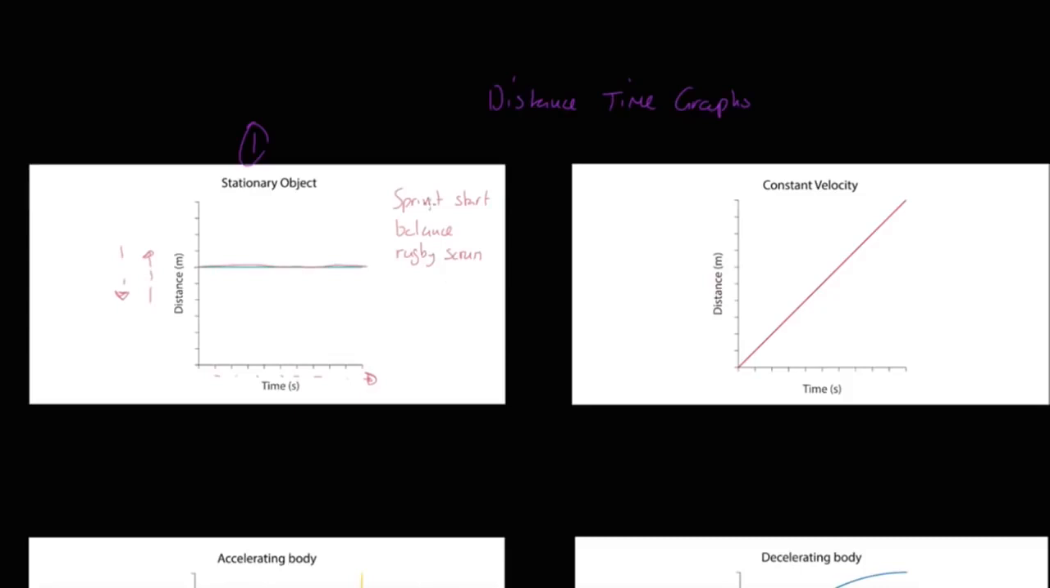So the start, before the gun goes in 100 or 200 meters, we'd expect to see this kind of shape because there's no distance being changed or traveled as time passes. The only aspect you might want to be careful of is that we don't tend to measure time before the race actually starts, but nevertheless.